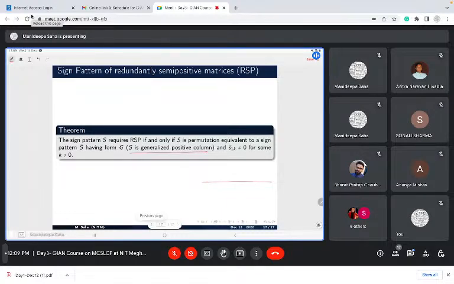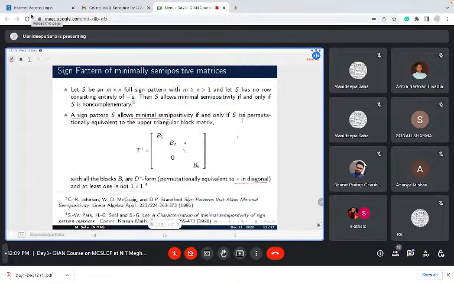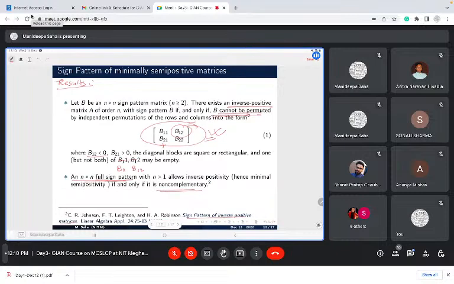Fine, and there are many papers. Most of the work has been done by C.R. Johnson and Stanford; this is quite an old paper, on qualitative semi-positivity, and then there are four or five papers. Then the next one is a sign pattern that allows minimal semi-positivity. You can find many results there. I haven't mentioned it here. Then another one, characterization of minimal semi-positivity of sign pattern matrix. So these three, and this is the first one, sign pattern of the inverse semi-positivity matrix. That is also something related to the minimal semi-positive matrix. Okay, so that's all.